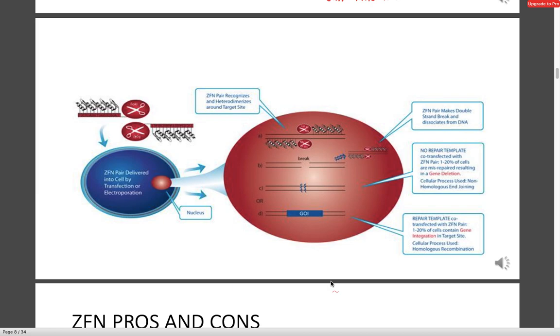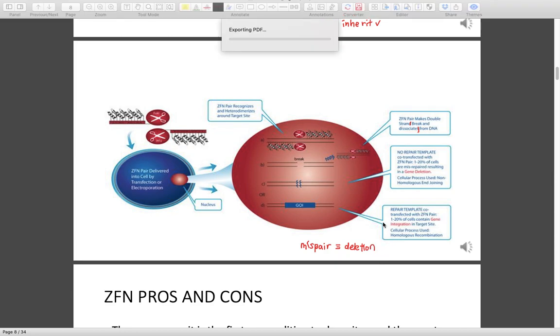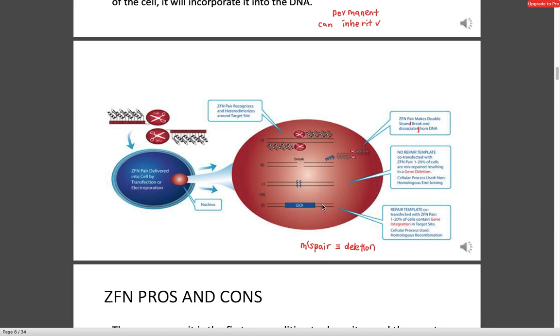No repair template is co-transfected with the ZFN pair. 1 to 20% of cells are mispairing, resulting in gene deletion. So if mispairing happens, it will create a deletion, meaning nothing will be inserted there, just cut. That is mispairing. And then with the repair template co-transfected with the ZFN pair, the cell contains gene integration. So if it's successful, you are able to have the insert here. So for ZFN it's quite straightforward. It's not as complex. CRISPR is almost similar to this process. TALEN is a bit more complex.